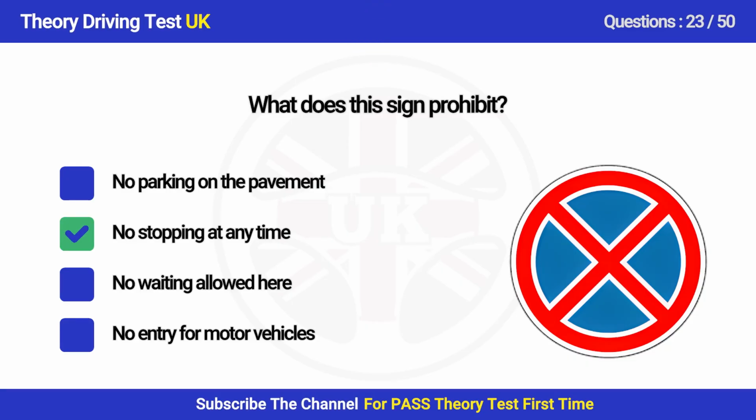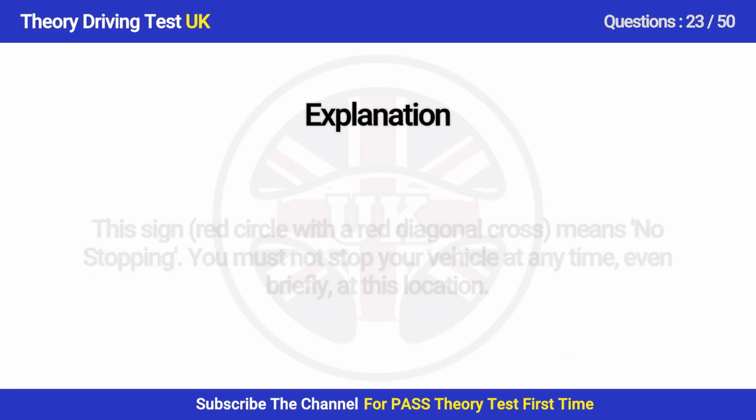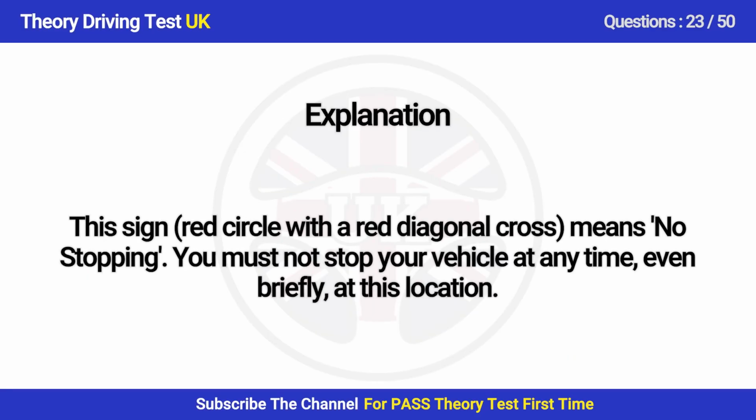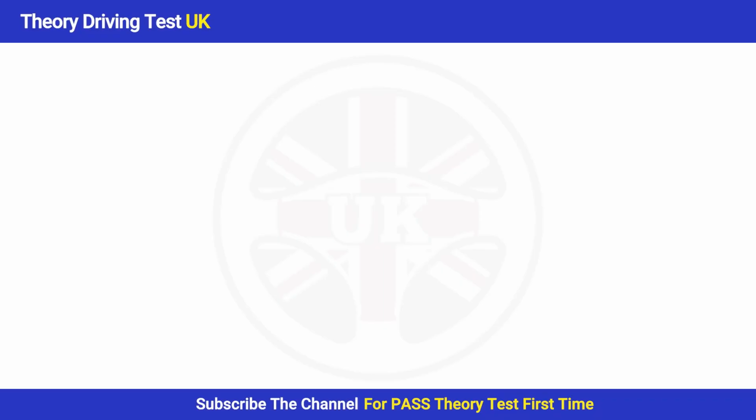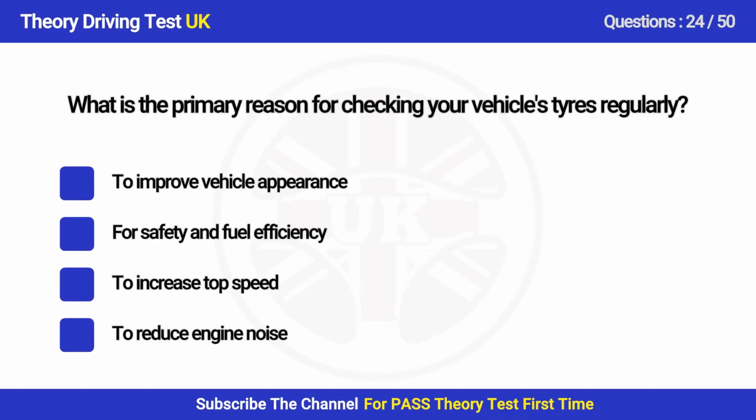Answer is B. No stopping at any time. This sign, a red circle with a red diagonal cross, means no stopping. You must not stop your vehicle at any time, even briefly, at this location. Question 24. What is the primary reason for checking your vehicle's tires regularly?